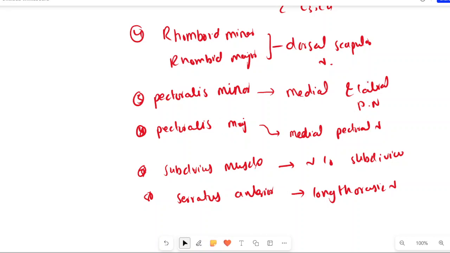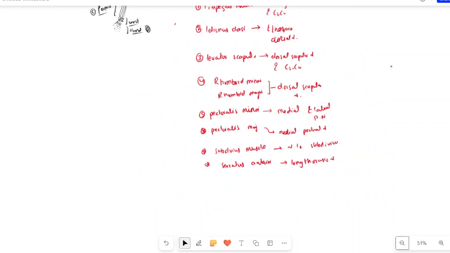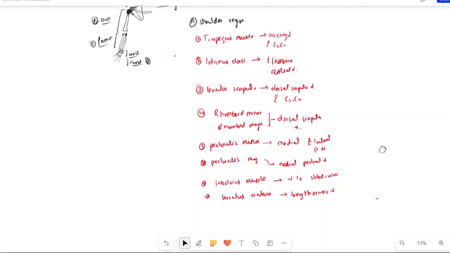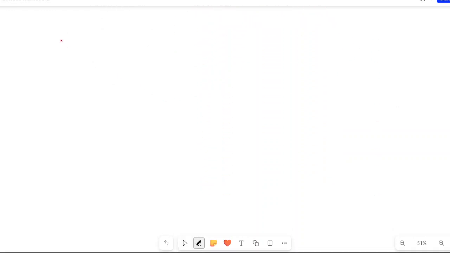These are the muscles of the shoulder region and their nerve supply, including trapezius muscle, latissimus dorsi, and all these muscles. Now the second thing is about the humerus. Now here we will write humerus. In the humerus there are different muscles. We will write them one by one.